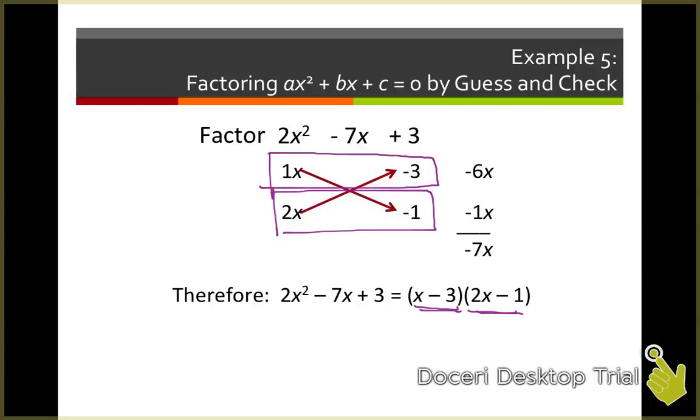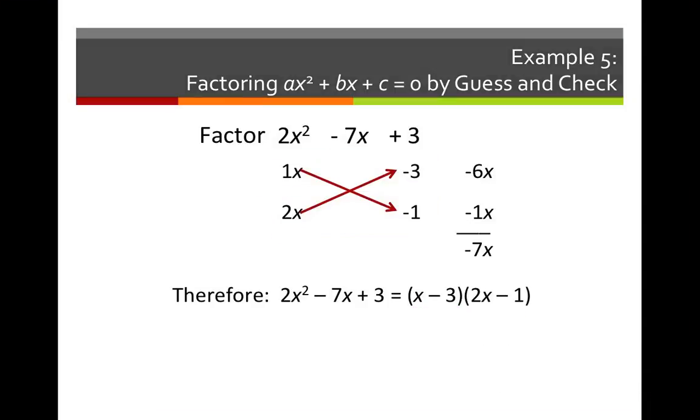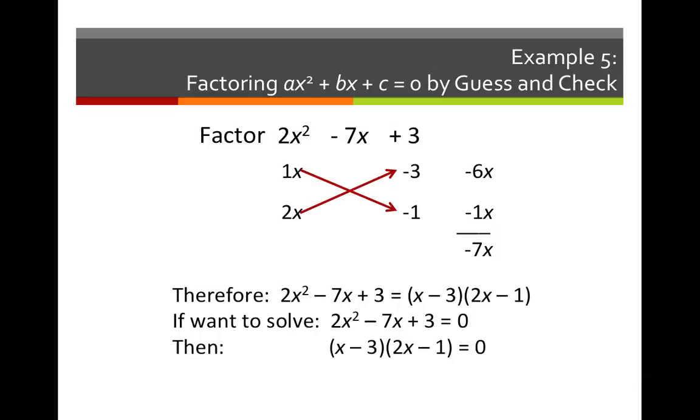Now, if this had been an equation equal to 0, then just like with our other problems, once you get the factored form, you can set each factor equal to 0 and solve each one to get x equals 3 and x equal to 1/2. But that's only if you started out with an equation in the first place, and only if you were asked to solve it.